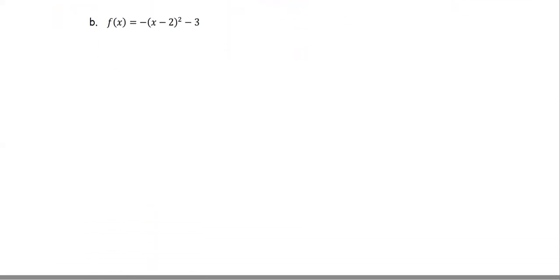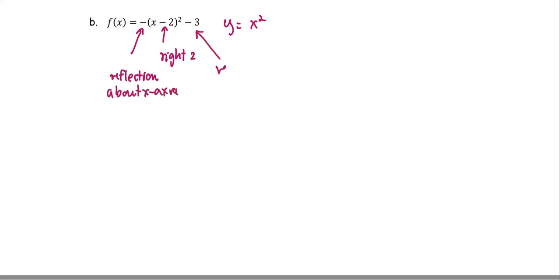In part B, the function f of x equals negative of the quantity x minus 2, to the power 2, minus 3. This is the transformation of the more basic function y equals x squared, or the parabola. With the minus 2 inside here, the graph shifted to the right 2 units. With the negative sign in the front, it tells us about the reflection about the x-axis. And negative 3 tells us about the vertical shift. It shifted downward 3 units because of the negative sign.